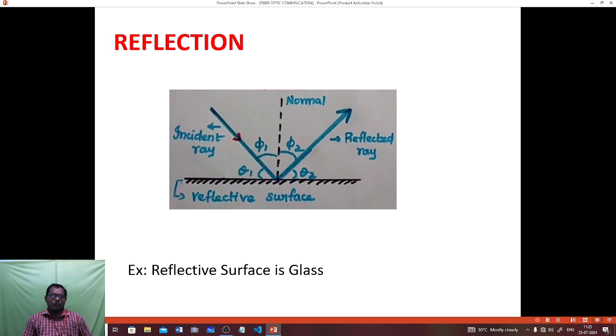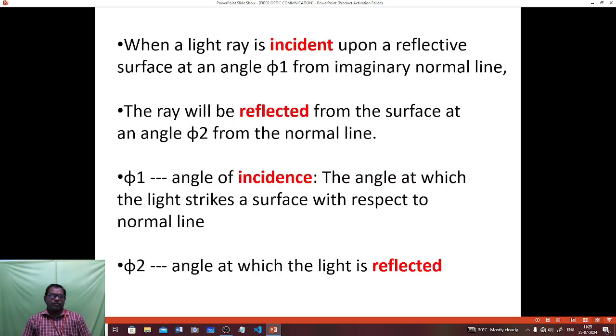We know that in optical theory, reflection is a very basic parameter for the light incident ray and light reflected ray. This is the diagram representation of reflection. When a light ray is incident upon a reflective surface at the angle phi 1 from an imaginary normal line, the ray will be reflected from the surface at an angle phi 2 from the normal line. Here phi 1 is the angle of incidence and phi 2 is the angle of reflection.